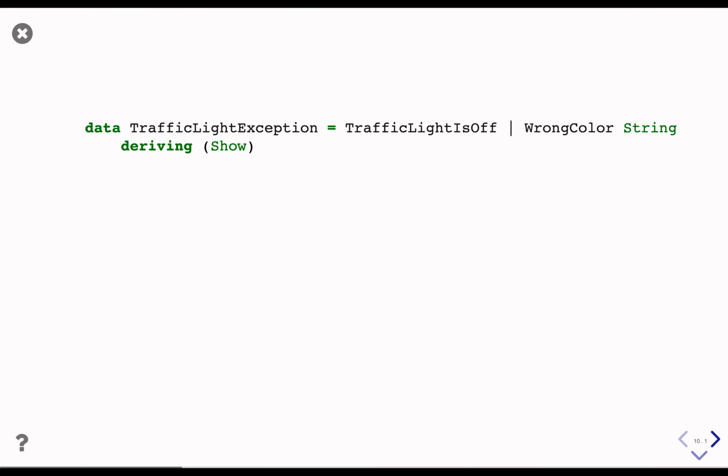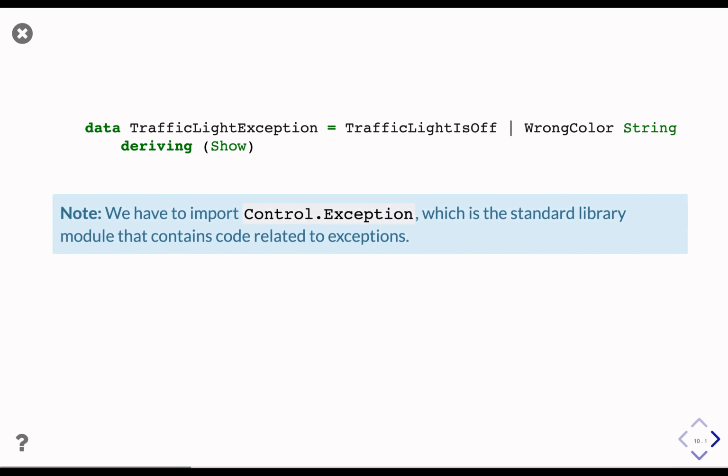Now, so far, values of type TrafficLightException are what we call normal values. To make them exceptional, we first have to import the Control.Exception module and make the type an instance of the Exception type class, like this. Notice we don't define the behaviors with the where keyword. That's because we don't have to. All the behaviors of the Exception type class have default implementations. So we only need to indicate that the TrafficLightException type can use those.